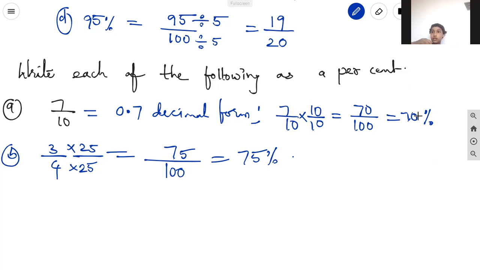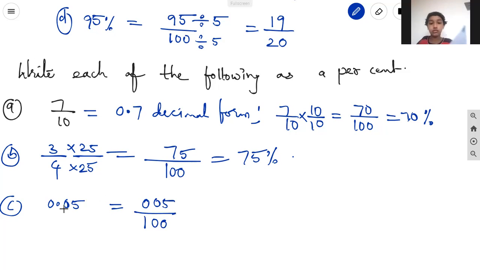The another one, third one, 0.05, that is equal to elimination of the point. We can write in the denominator 1 followed by 2 zeros. Why? Because there are 2 digits after the decimal point. So we can simply write it as 5 by 100. That is 5 per 100. That is 5%.